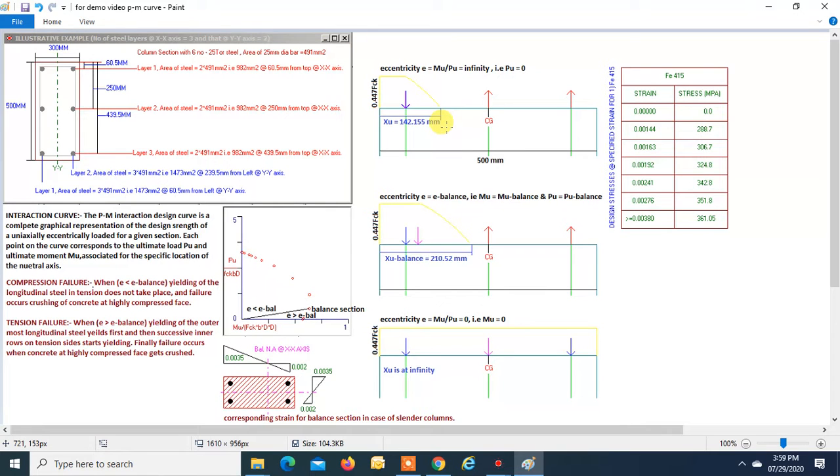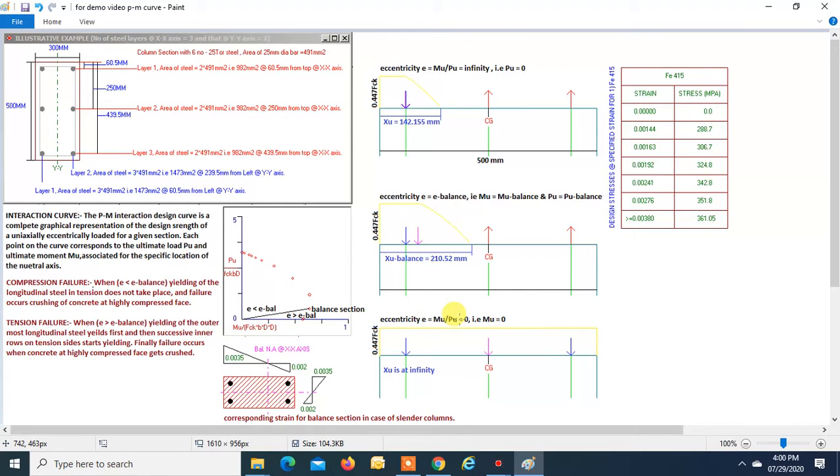In case of columns, when the neutral axis falls within the section, then the design stress strain curve for concrete remains the same as that in case of flexure. Right? So here, as in case of flexure, when fy is 415, then xu balance is equal to 0.479 into effective depth. And doing the same, we get xu balance is equal to 210.52 mm over here. So this is the point which we obtain when xu balance is taken as 210.52 mm.